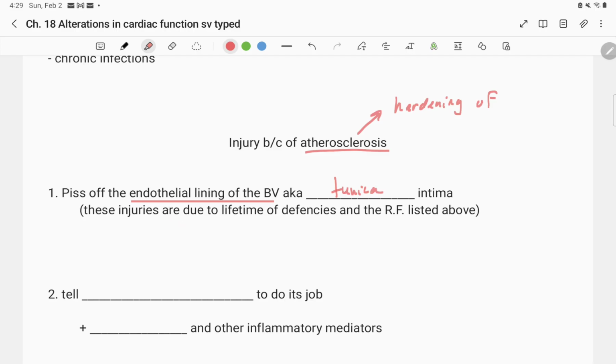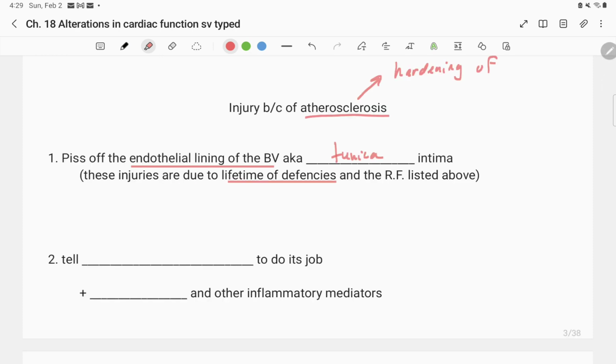these injuries to the endothelial lining are due to a lifetime of deficiencies, okay, so nutritional deficiencies, and the risk factors that we listed above, so obesity, chronic infections, smoking, and all that.